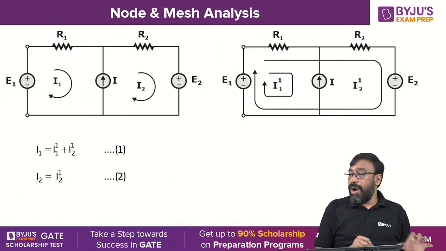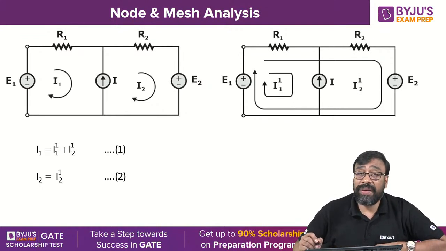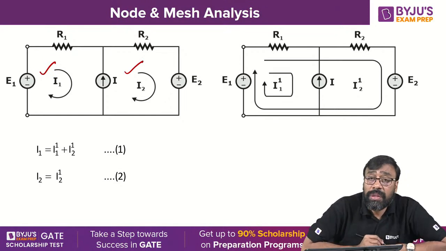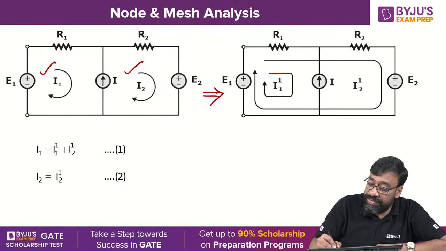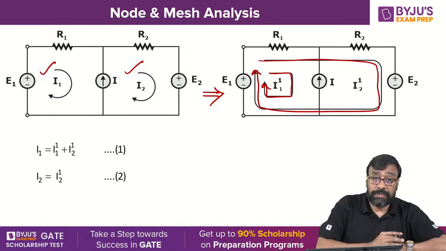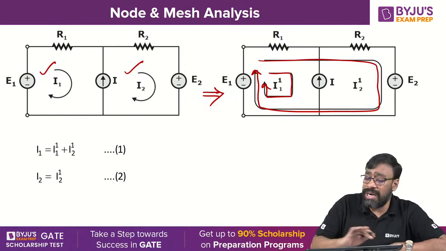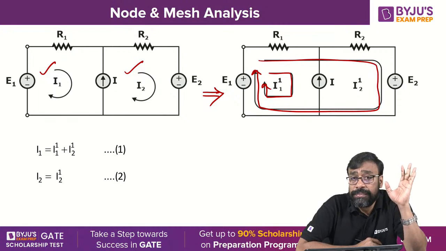Now, the point is, the question was asked: find I1 and I2. But for our convenience, we have selected the loop currents like this temporarily. This is I1 dash, this is I2 dash. Sometimes this kind of question may be asked in the exam also. Both the circuits are same. Look at this, E1, E2, I, R1, R2, all are same. Only the selection of loop currents is different.